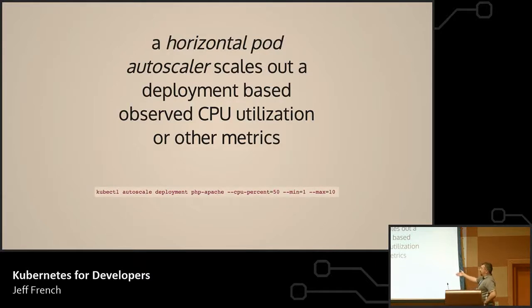So this is one way to create an autoscaler from the command line. You say, hey, autoscale this deployment, here's the deployment name, here's the target CPU percentage, and here's the min and max I want you to run.